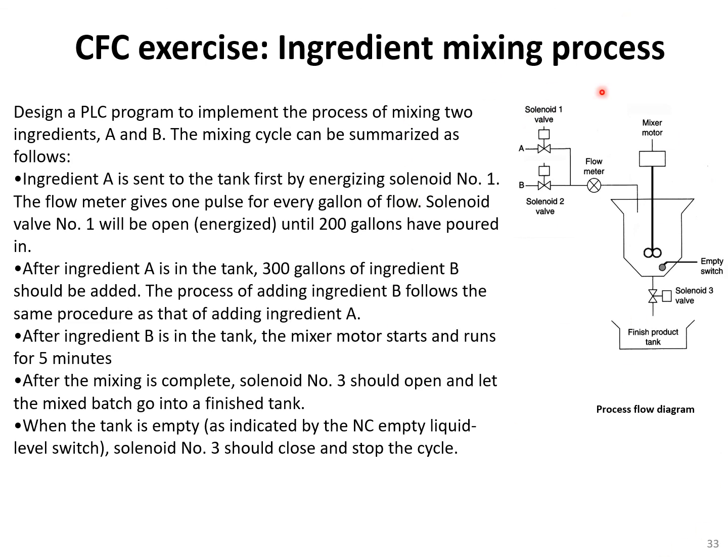So now I think you know the process. The process is first to add 200 gallons of ingredient A, then stop, then add 300 gallons of ingredient B. Once you have both of them, then the mixer motor starts for a certain amount of time, which is 5 minutes. Okay, so for 5 minutes we mix them all together, and after that we need to pour all the material into the tank. Once it's done, the solenoid three will be closed. So do these 3 exercises and submit them into the Moodle.